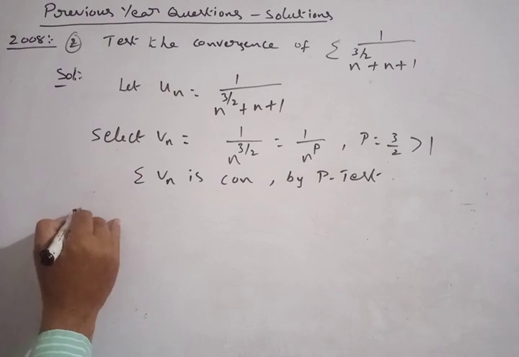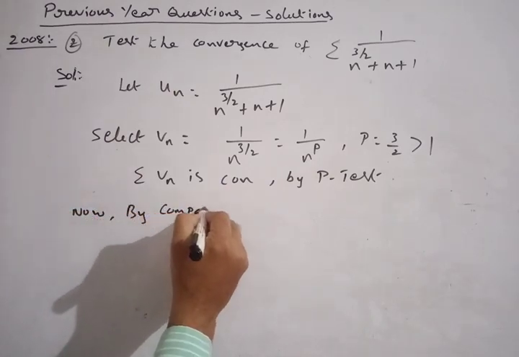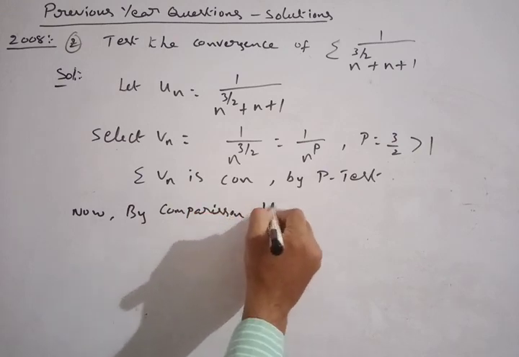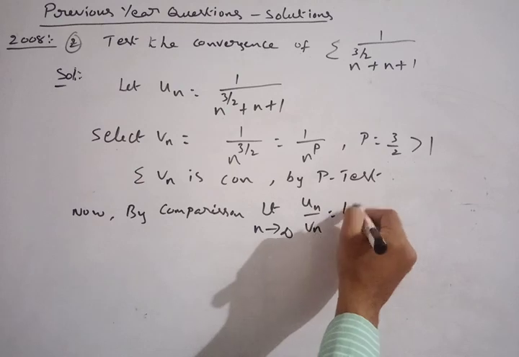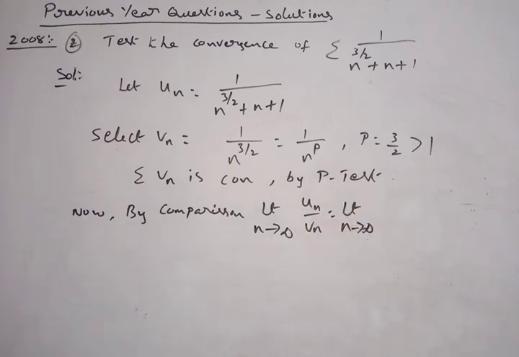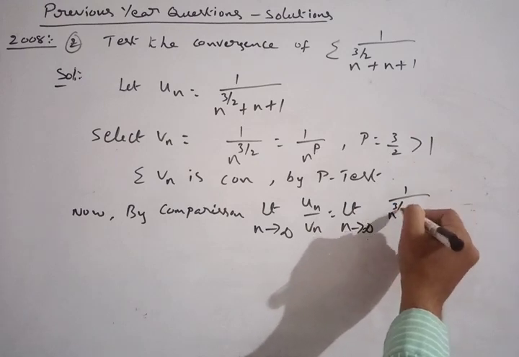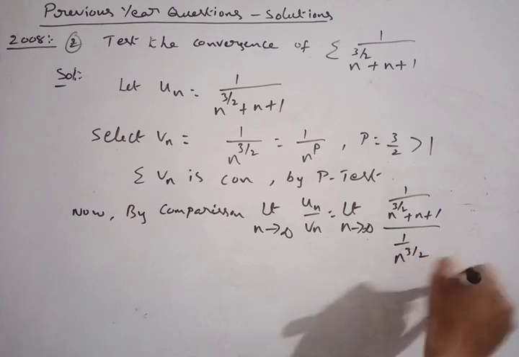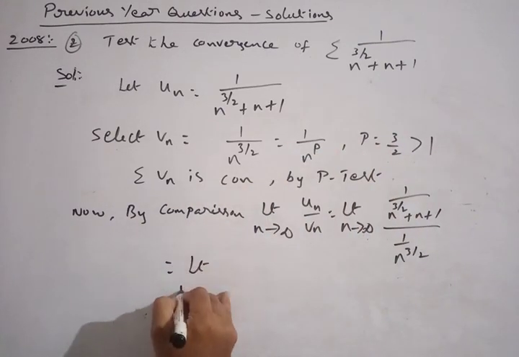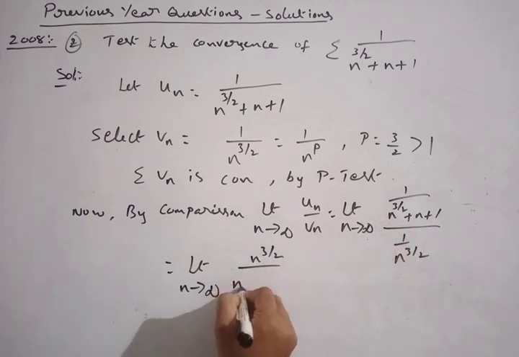Now what do we have to do? By comparison, limit n tends to infinity, we have to calculate Un by Vn. What is my Un value? Un value is 1 by n power 3 by 2 plus n plus 1, divided by 1 by n power 3 by 2. This will go to numerator. So this is equal to limit n tends to infinity, n power 3 by 2. Take out n power 3 by 2 common.